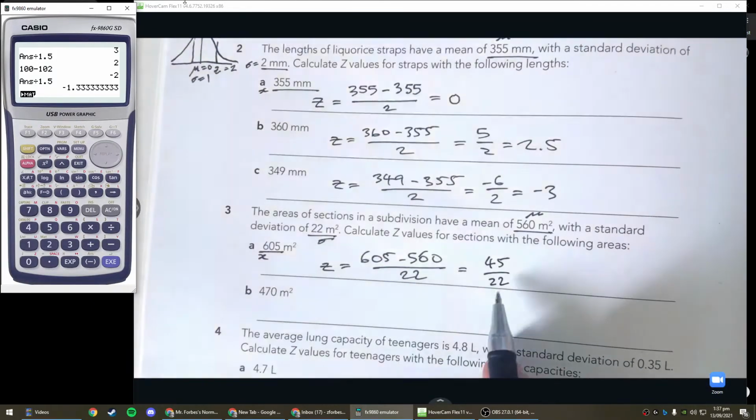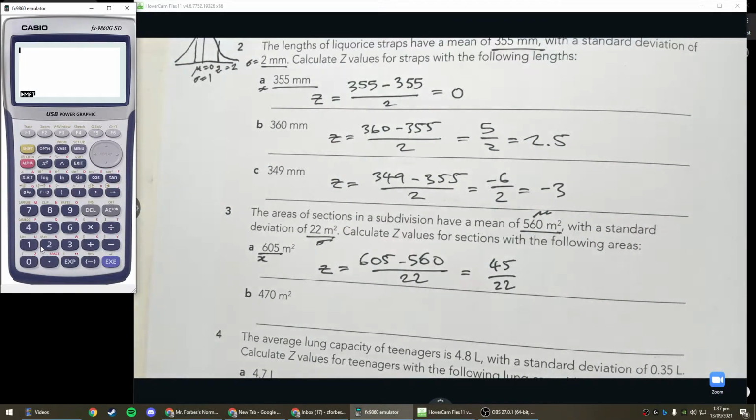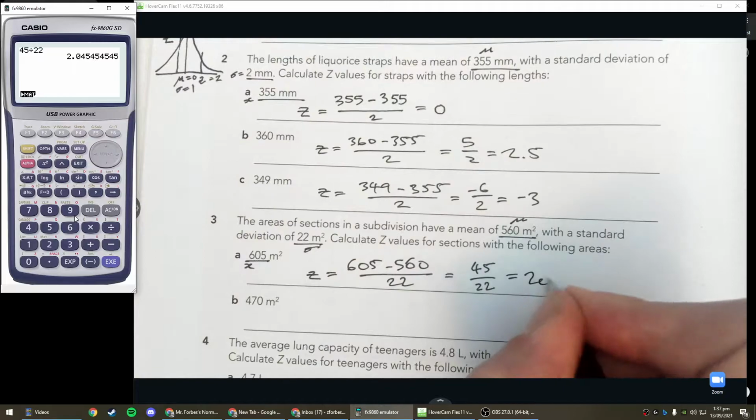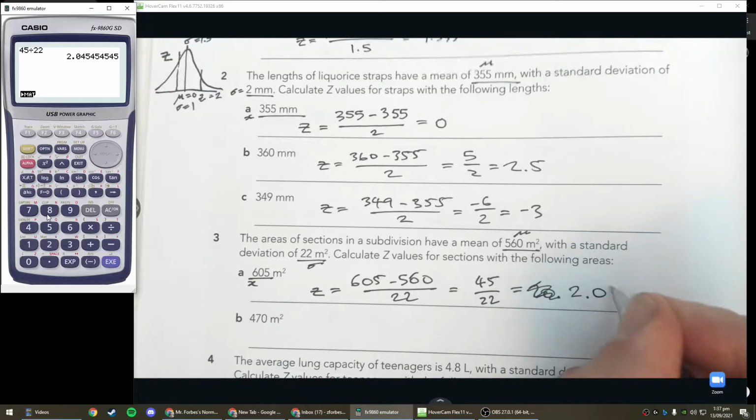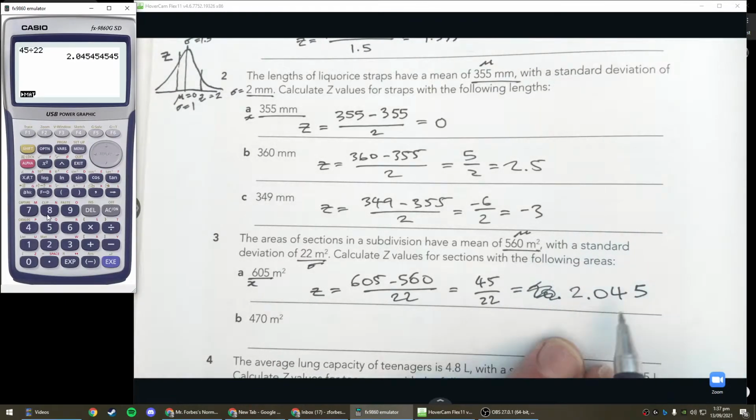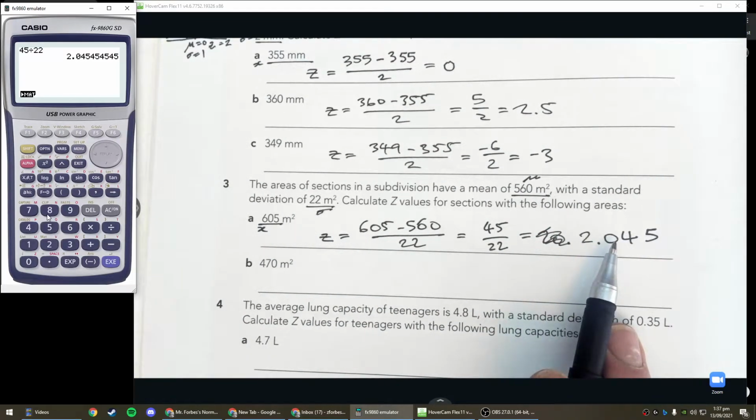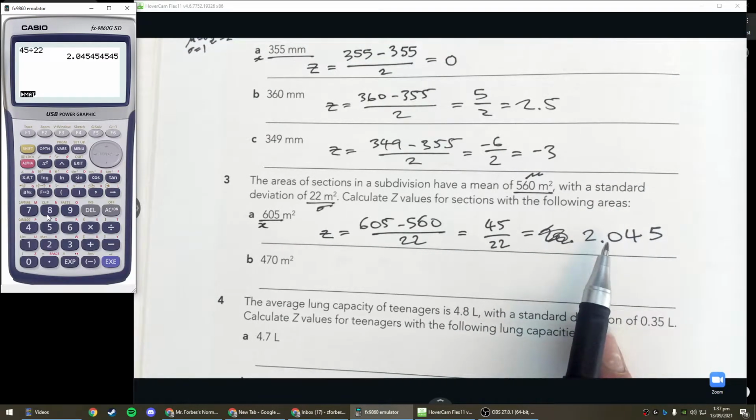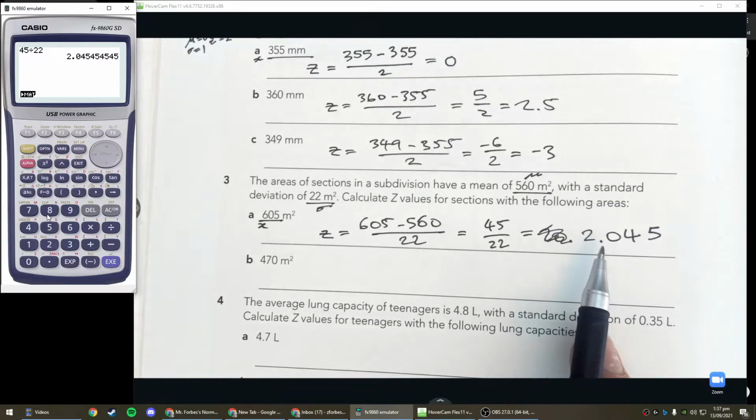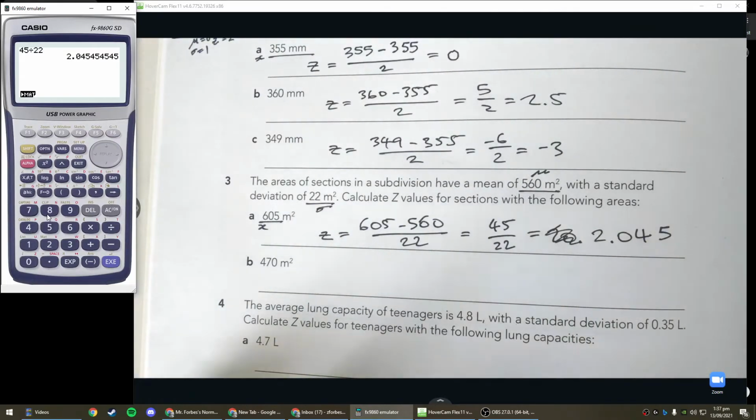It's nearly such a beautiful number. If that was 22.5 or if that was 44, it would be a beautiful number. But it's not. It is 2.045. Now, the thing to bear in mind is if these values are anything outside of the range of negative 3 to 3, you've made a mistake. Most values will be somewhere between about negative 3.1 and positive 3.1. If they are any larger or smaller than that, you've probably made a mistake.